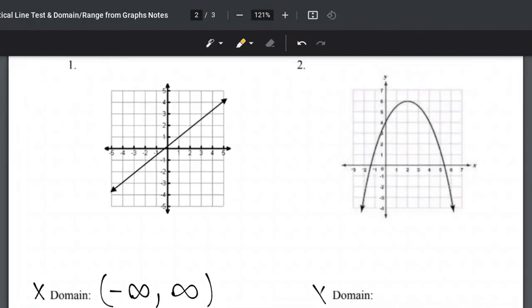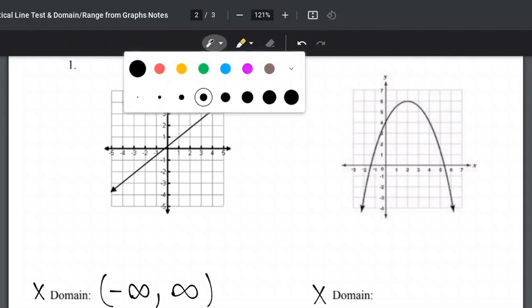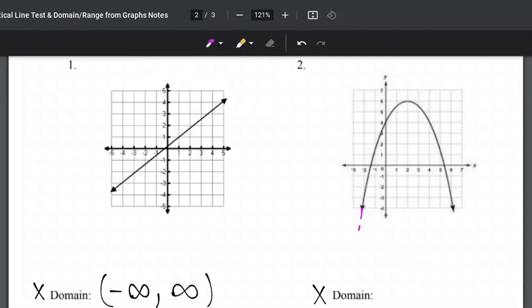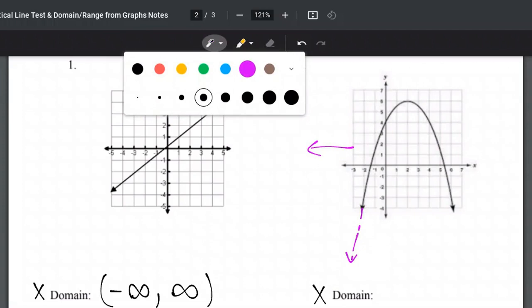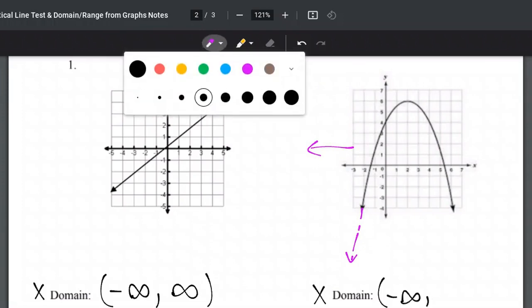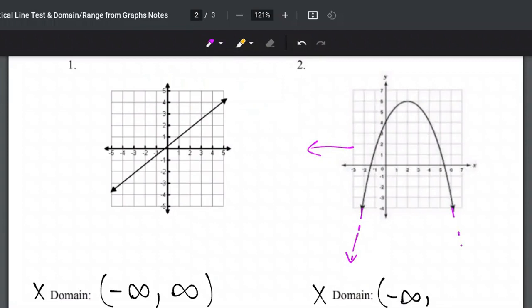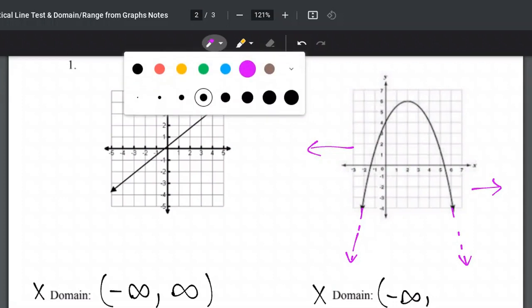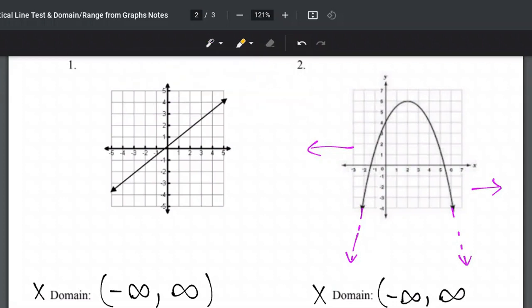For our domain, again, we're looking at the x values and we're looking how far left is this graph going. Well, we see an arrow here. It's extending to the left, so this graph is going forever left, which means it's going to negative infinity. And if we look over here to the right, we see an arrow going to the right. This graph will extend forever right as well and go to positive infinity on the x-axis and continue to get wider and wider.